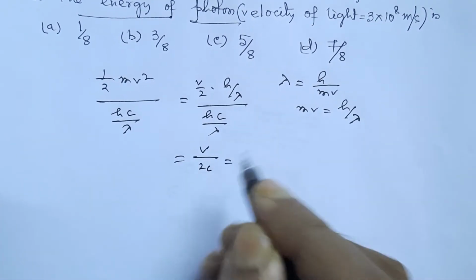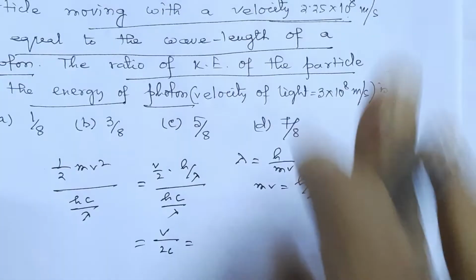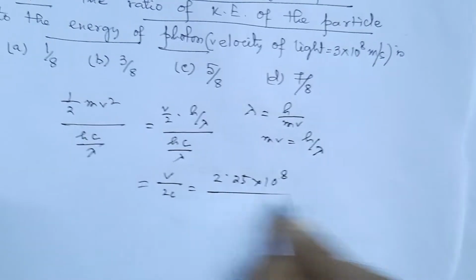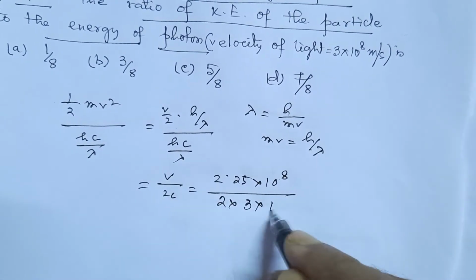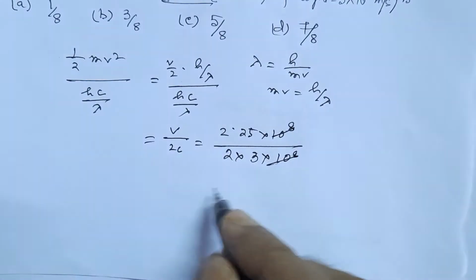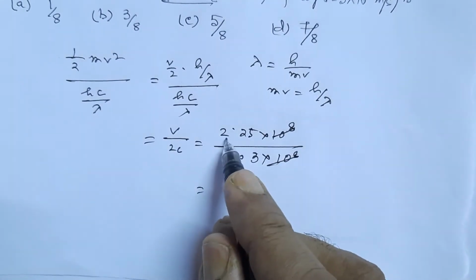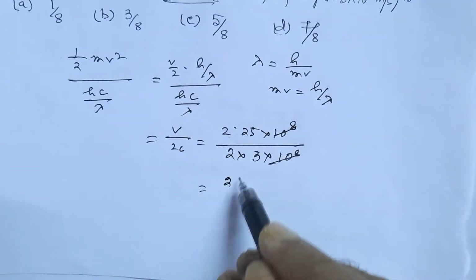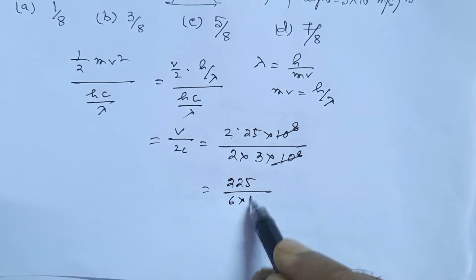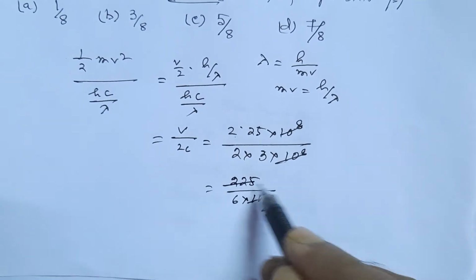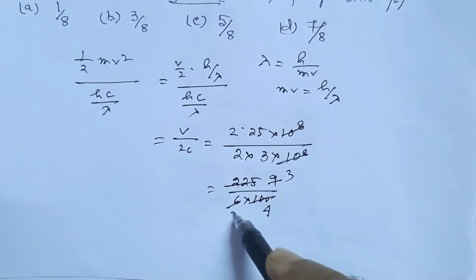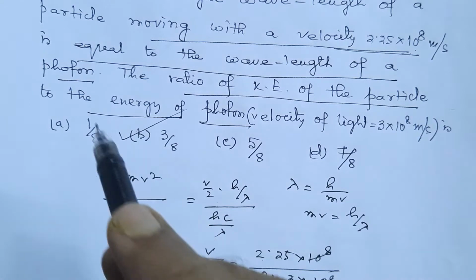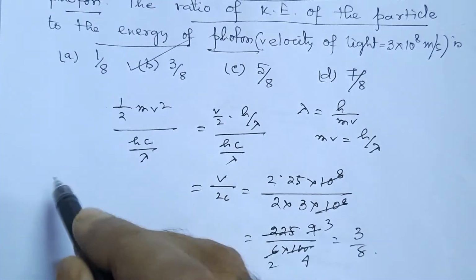But v is 2.25 into 10 to the power 8, and c is 3 into 10 to the power 8. So 10 to the power 8 cancels out. 2.25 is 225 by 100 into 6, and 4 into 25, 9, 3, 2, so the ratio is 3 by 8. That is B. So question number 33 has the correct option B.